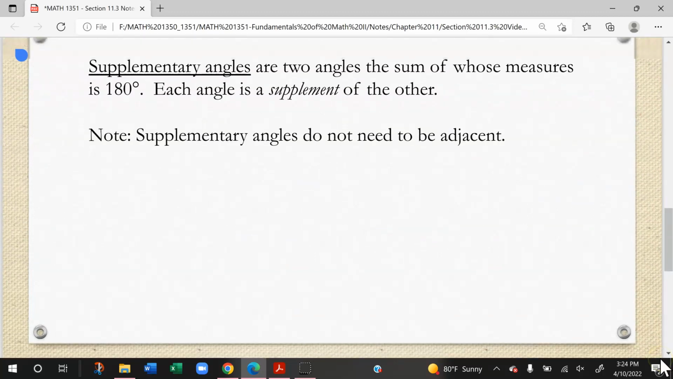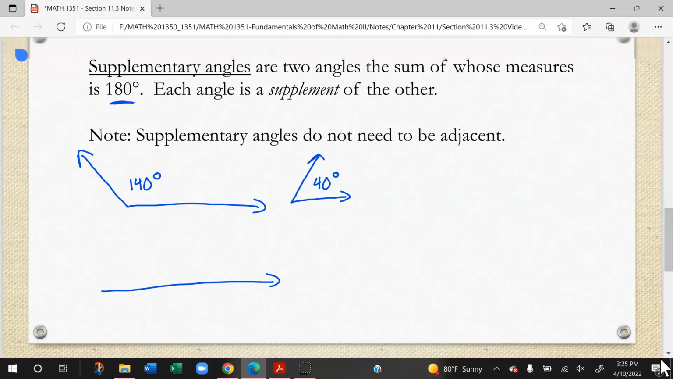Now again, supplementary angles are those that supplement each other. They add up to 180 degrees. They don't have to be adjacent, they can be. So I can have one angle here, an obtuse angle that is 140 degrees, and its supplementary angle would be a 40-degree angle.